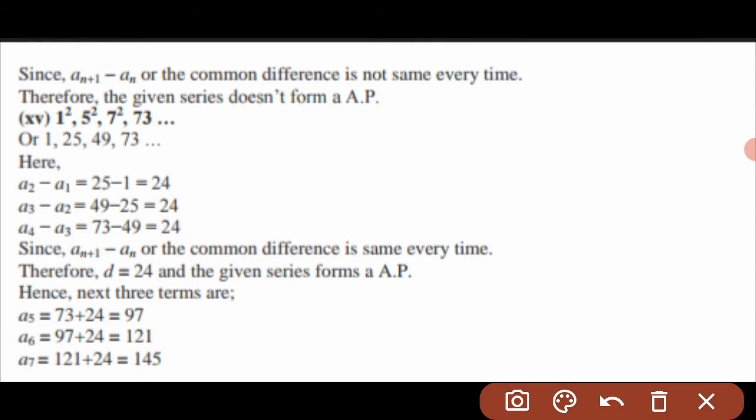Now the 15th and last part, we have 1 square, 5 square, 7 square and 73, or we can write 1, 25, 49, 73. So a2 minus a1 is 24, a3 minus a2 is 24, and a4 minus a3 is also 24. Here the common difference is the same, so we can find a5. a5 will be a4 plus 24, that is 73 plus 24, 97. a6 will be 97 plus 24, 121, and a7 is 121 plus 24, that is 145.